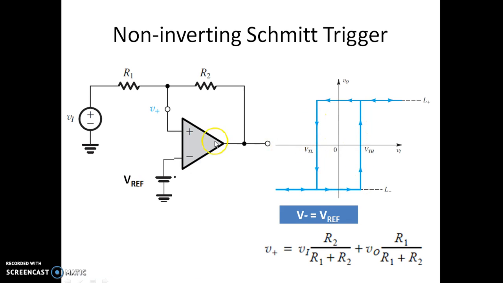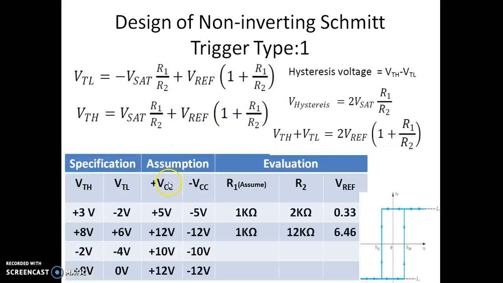This is a modified circuit to have different magnitudes of VTL and VTH, both positive, both negative, and they can be of different magnitudes. We are using a reference voltage here. So the expression for VTL and VTH will now be modified to this. This is the original expression, and we have one more term added. This is due to the application of the reference voltage.